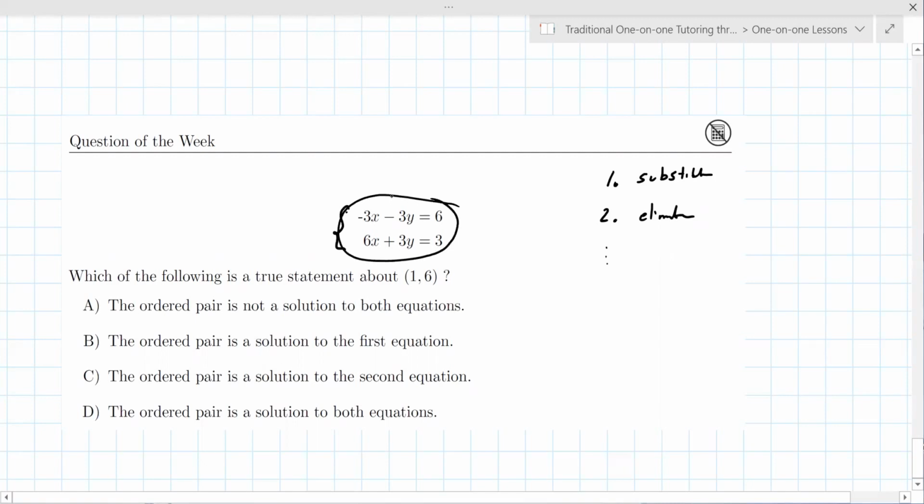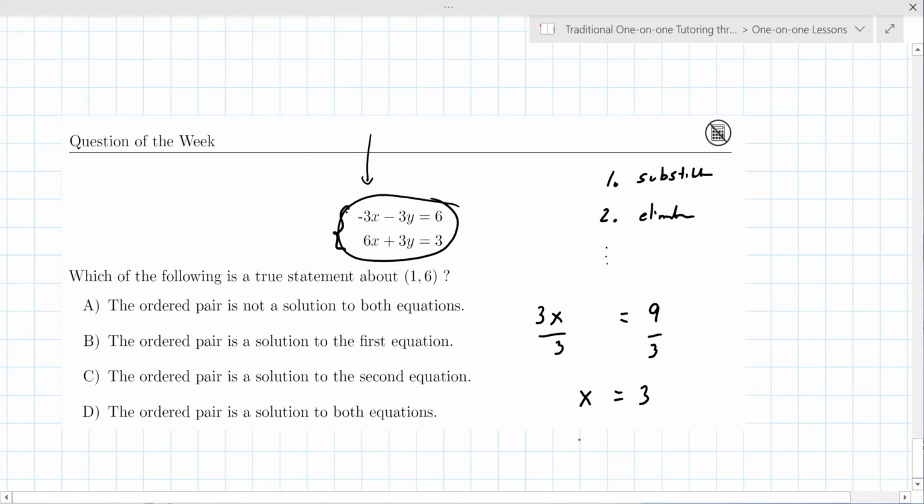So you're going to add them vertically. So what is minus 3x plus 6x? 3x. What is minus 3y plus 3y? 0. Yeah. Equals, what is 6 plus 3? 9. So you divide by 3, divide by 3. So x is 3.